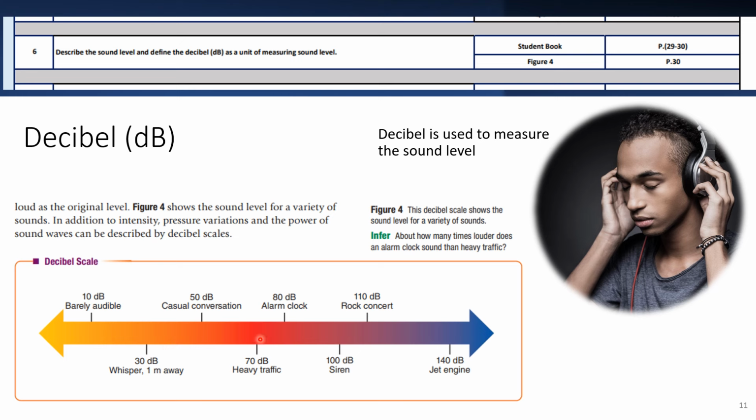30 decibel till 140 decibel, which is too loud and too noisy. It's the sound of a jet engine. And the lowest here, barely audible, is 10 decibel, meaning we can barely hear it. That's the spectrum of decibel, which again measures the sound level.